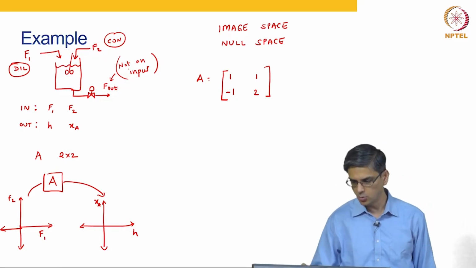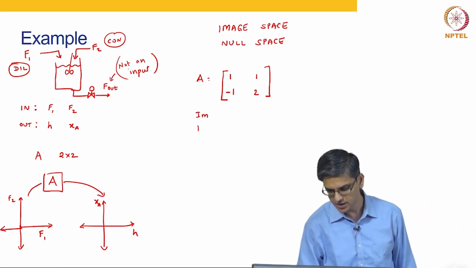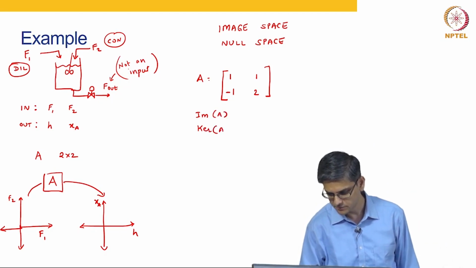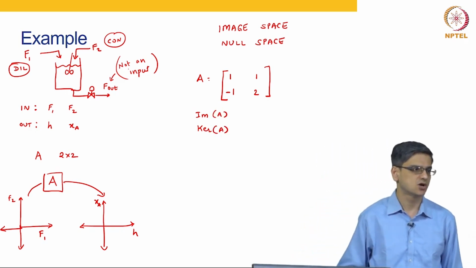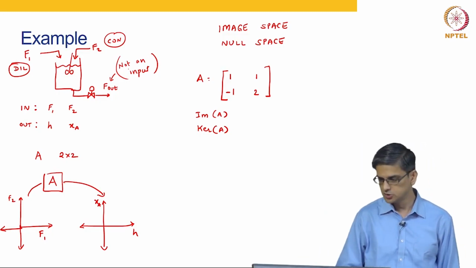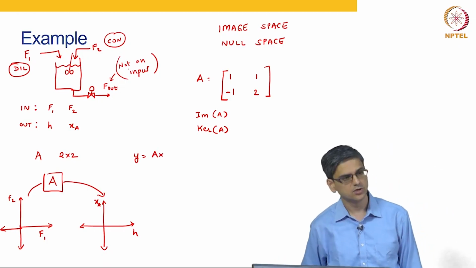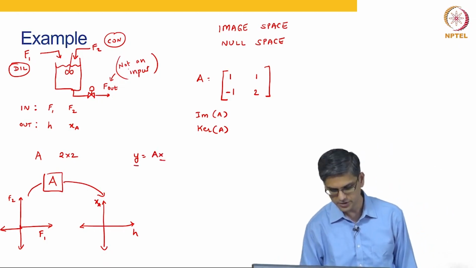Okay. So, what we want to find out is what is the image space of this and what is the null space of this. Image space is also known as the column space, null space is also known as kernel. Okay. So, we are talking about y equal to or y bar equal to A x bar.